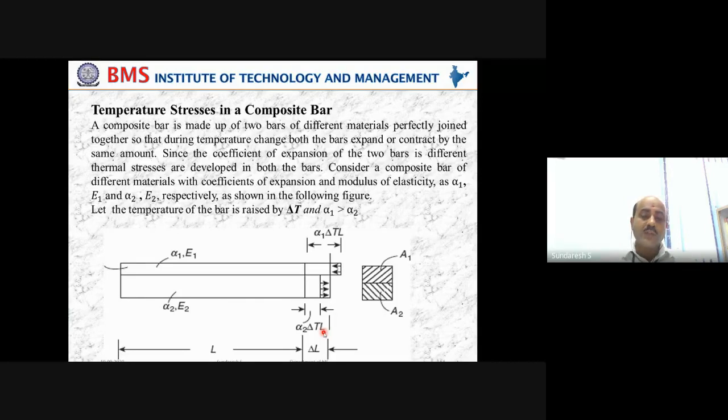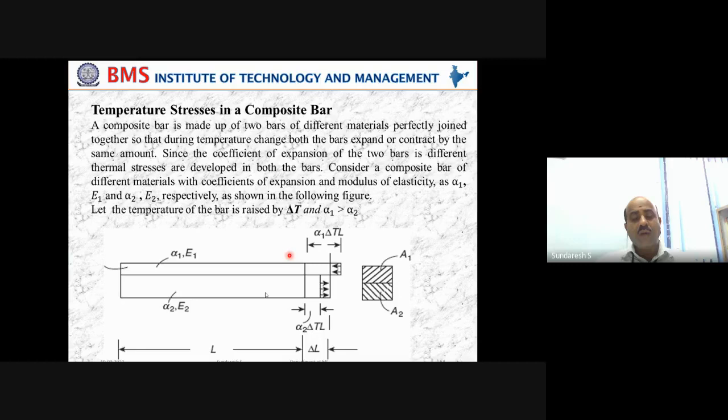Now let us assume that these two bars are combined together, or bonded together, or joined perfectly together to form a composite bar. And now let us change the temperature by delta T, or let us raise the temperature by delta T. So now what happens in this case?